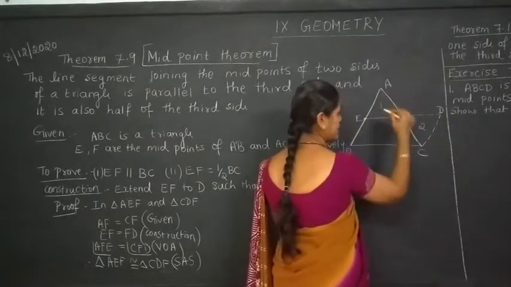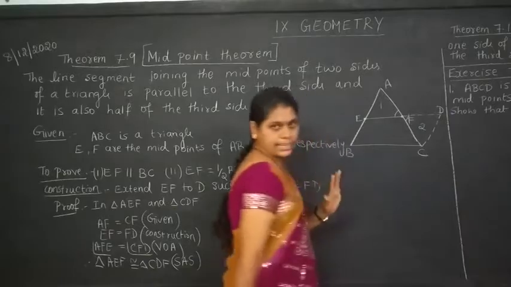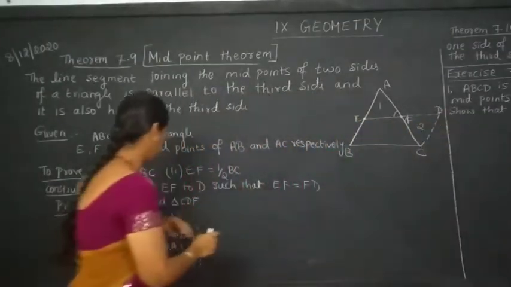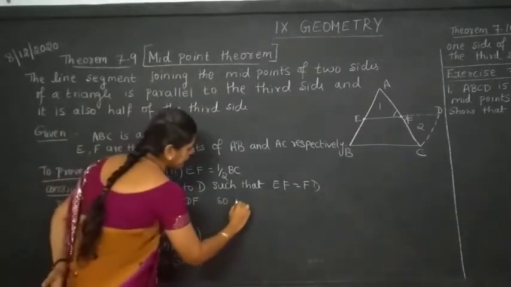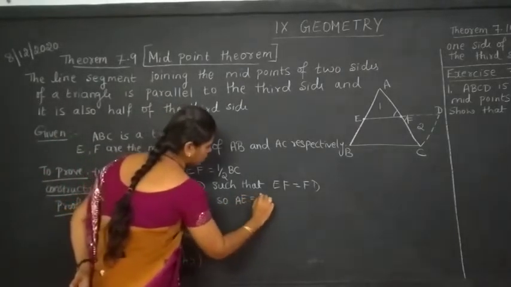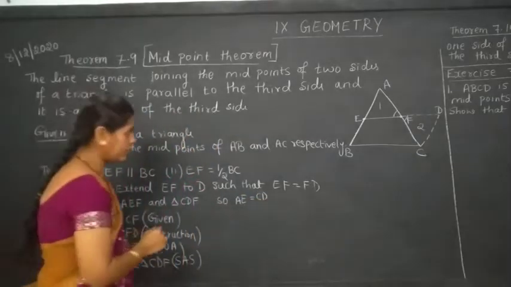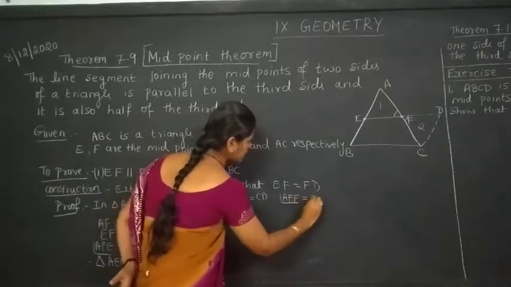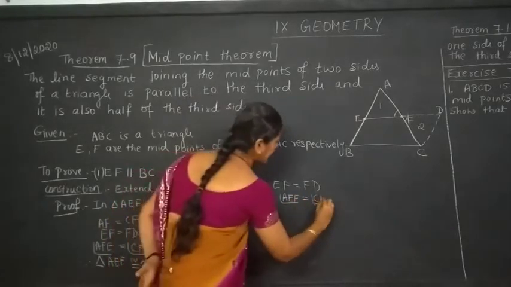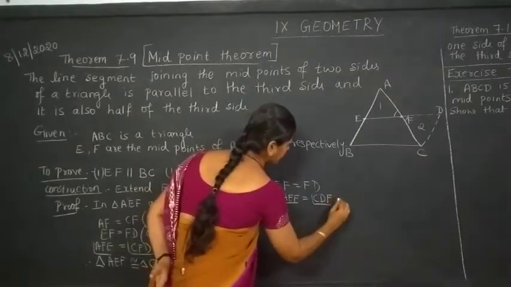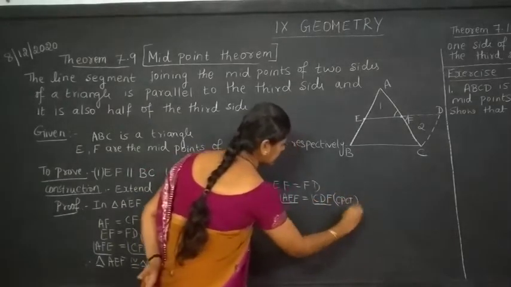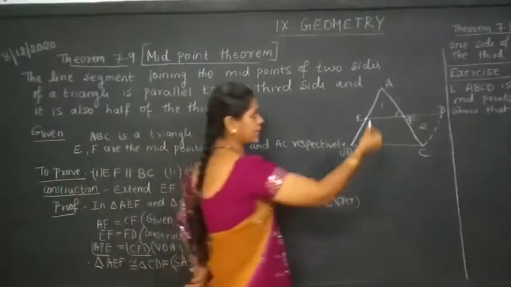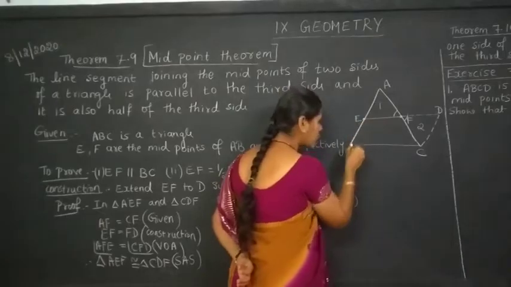But I don't want A and C. I want only E and D. And I want the sides AE and CD. So I will write AE is equal to CD. Another one is angle AEF is equal to angle CDF. This is by CPC. By CPC, I can write these two things are equal. Now, but AE is also equal to BE.